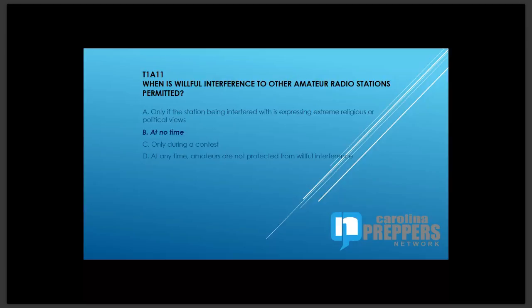However, B, at no time is interference acceptable or permitted. It does happen. It happens all the time. However, once you alert somebody, remember, they have an obligation. They are required to investigate and mitigate that interference. They're required to.